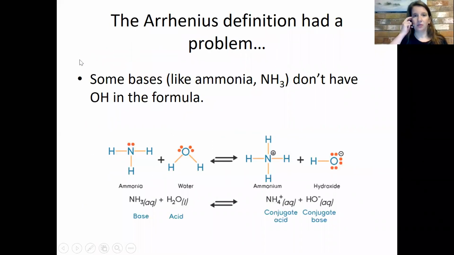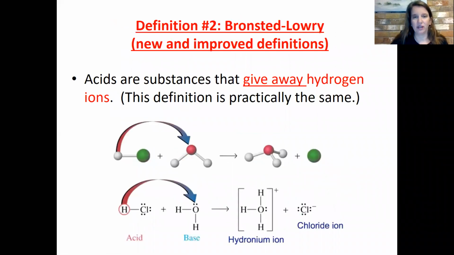The problem, though, is that it was discovered that not all bases actually had hydroxide ions in the formula, like ammonia. Ammonia is NH3. It's a base, but it doesn't have OH in the formula. It's a base because it's going to take a hydrogen, and it's going to produce hydroxide ions in the water. Okay, that's why it's considered a base. So we had to fix this definition. So they came up with a second, better definition for acids and bases.